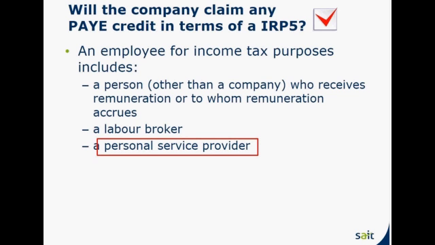That includes a labor broker. Now, since 2009, a labor broker has been defined only as a natural person. So a labor broker can't be a company that, for tax purposes, would be claiming pay-as-you-earn credits. And that leaves us with the type of company that could possibly be claiming pay-as-you-earn credits in respect of an IRP5: a personal service provider company.